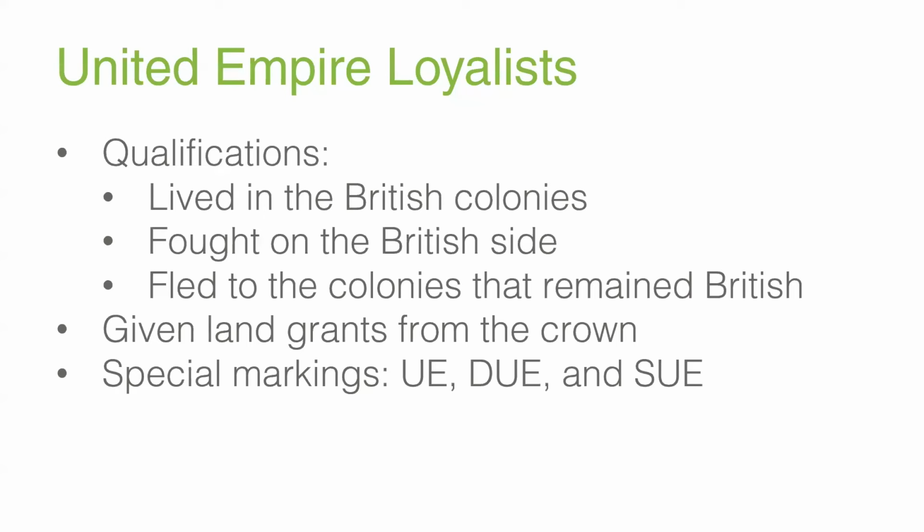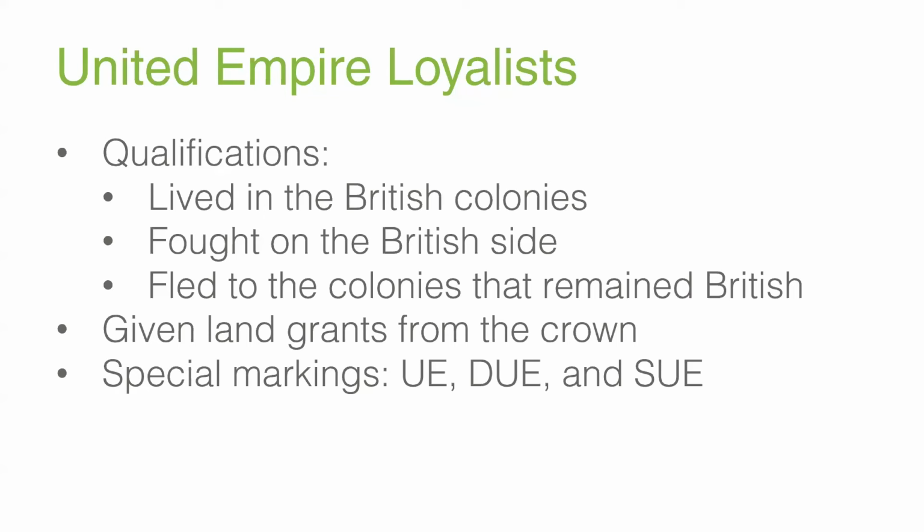And all these United Empire Loyalists were then given land grants from the Crown. And so you'll find land grant information in different land books in Canada that will give you information about their military service. They'll give information about their descendants as well, because these land grants were not only given to them, but also to their families as a way to thank them for their service and compensate them for any losses along the way.